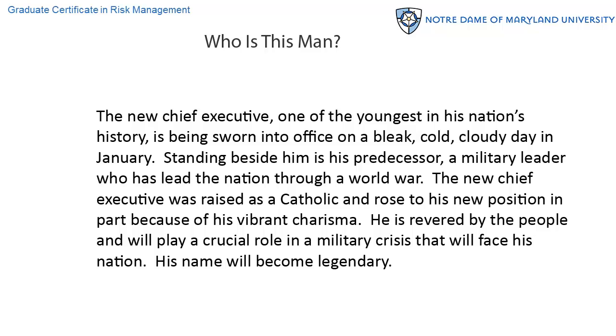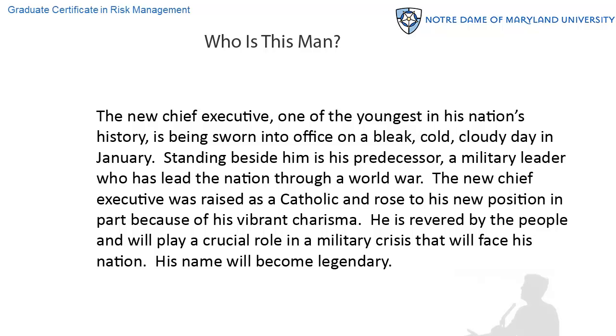Your job is to figure out who this is. As soon as you think you know, raise your hand. The new chief executive, one of the youngest in his nation's history, is being sworn into office on a bleak, cold, cloudy day in January. Standing beside him is his predecessor, a military leader who has led the nation through a world war. The new chief executive was raised as a Catholic and rose to his new position in part because of his vibrant charisma. He is revered by the people and will play a crucial role in a military crisis that will face his nation. His name will become legendary.